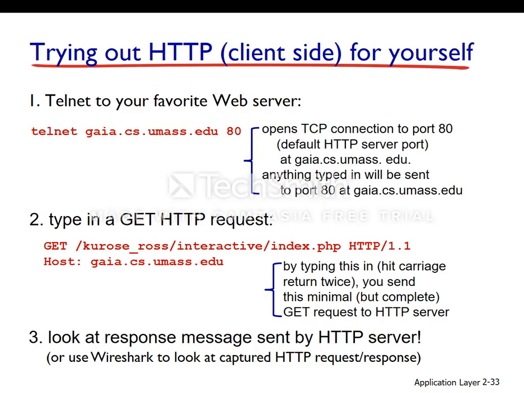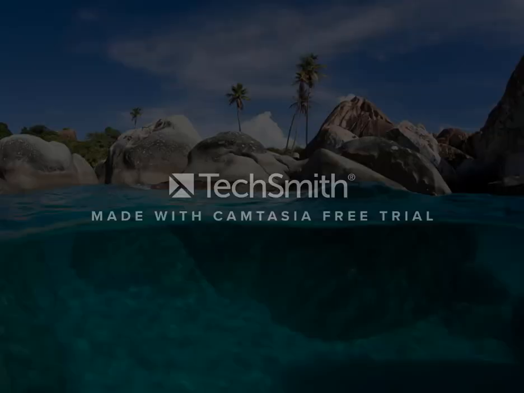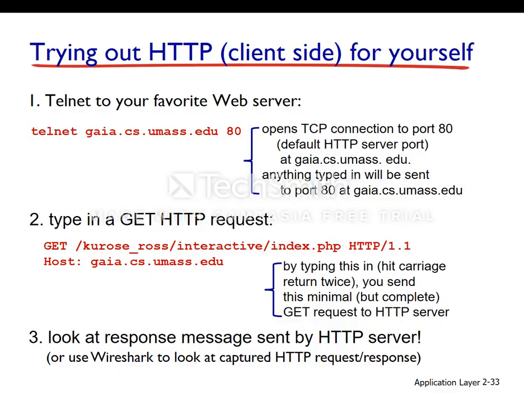Now, to try out HTTP, you can telnet to some server of your own. You would say telnet gaia.cs.umass.edu on port 80, and this opens a TCP connection on port 80, and that means anything that you type in will be sent to port 80 at gaia.cs.umass.edu.